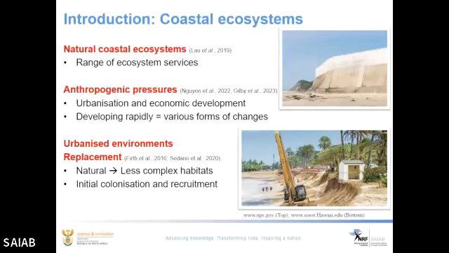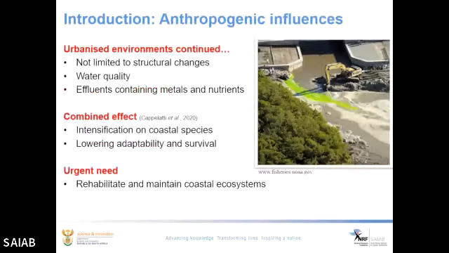This is known to affect the initial colonization and recruitment of coastal species. These changes are not only structural, but also changes in water quality, where anthropogenic effluents containing high levels of metals and nutrients are introduced. This combined effect ultimately leads to stress on coastal species, lowering their ability to adapt and survive in these regions. Therefore, there is an urgent need to rehabilitate and maintain our coastal ecosystems.